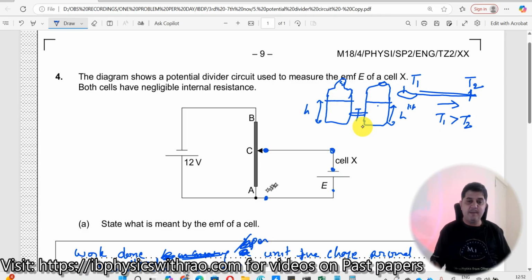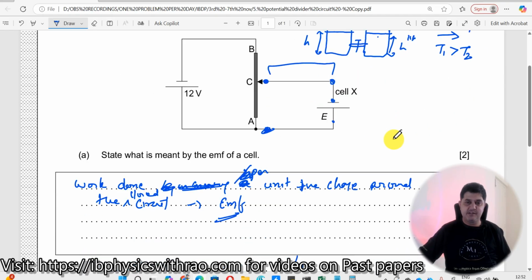So if no current passes through it, then automatically what will happen? Sorry, not between these two, between these two. Here it will not be. So when I say V1 is equal to V2, no current will pass. Now let me come back to the question.